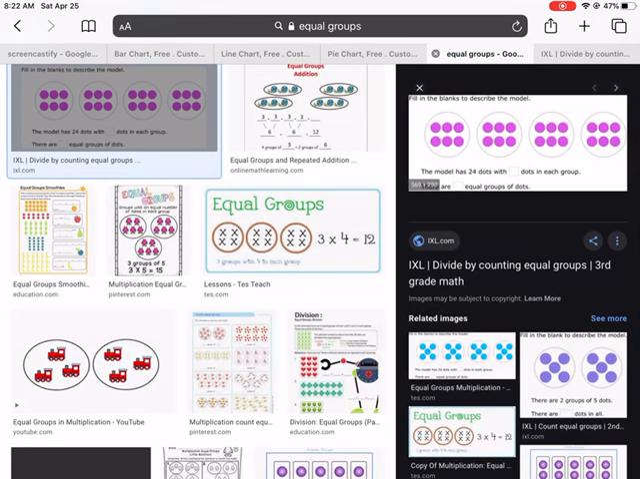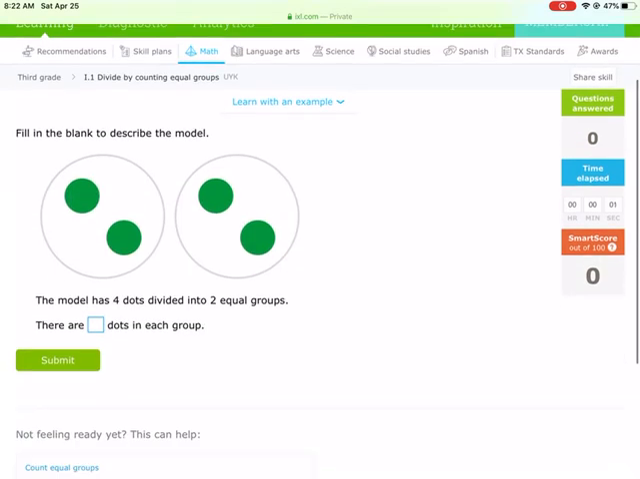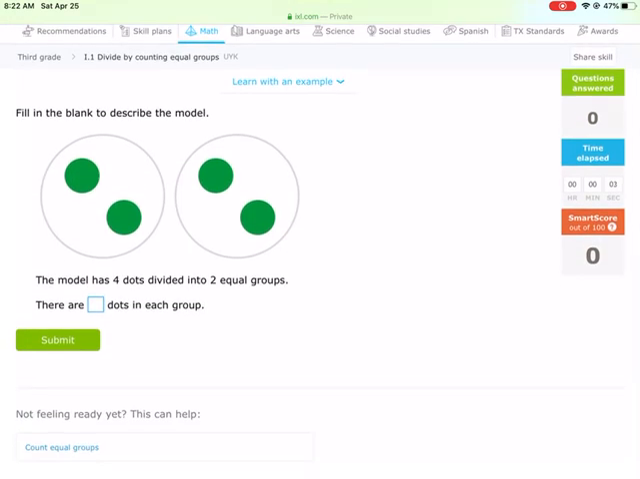For the fourth one, using equal groups, I found this website that seemed to be really good with going over equal groups. This is a simple model which we can all do, but it can easily be modified to be more at your level. So it's just showing we have two groups, and they each have 2 dots in it, which should be equal groups. So it would easily be said the model has 4.